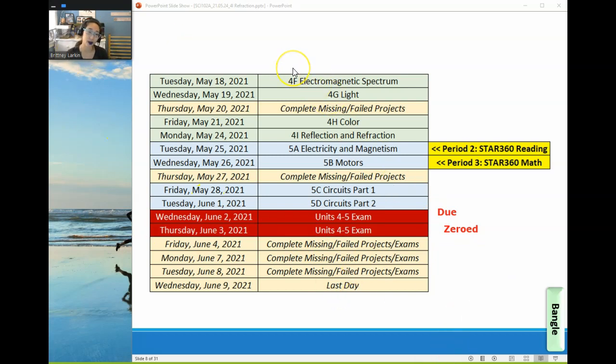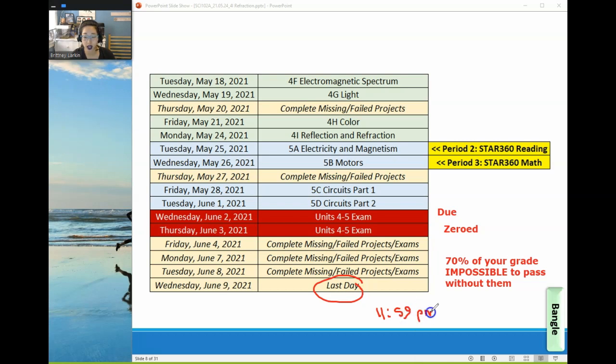You should be focusing on projects and exams, since these are worth 70% of your grade. And it is literally impossible to pass without them. Okay? So again, your last day here is on June 9th. Remember that courses close at 11:59 p.m., so make sure everything is turned in before then. There are no extensions, and tech issues will not be excused on the last day.